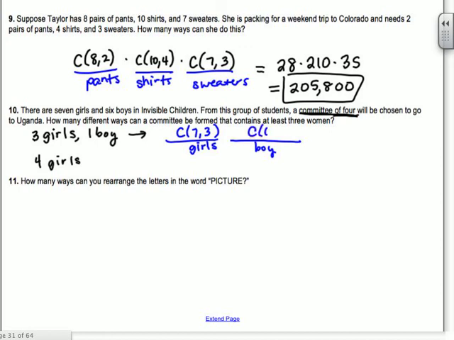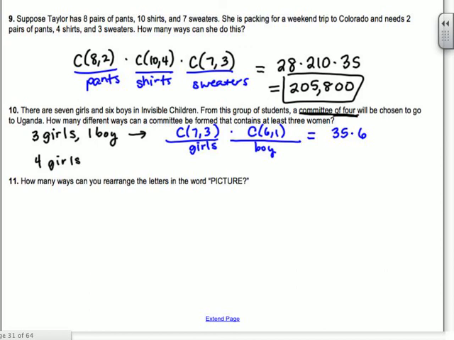And then for the boys, I have 6 boys. I'm going to select 1 of them. We're going to multiply together. 7 choose 3, we just did in the last one. I still see it on my screen. I get 35. 6 choose 1 ends up being 6.